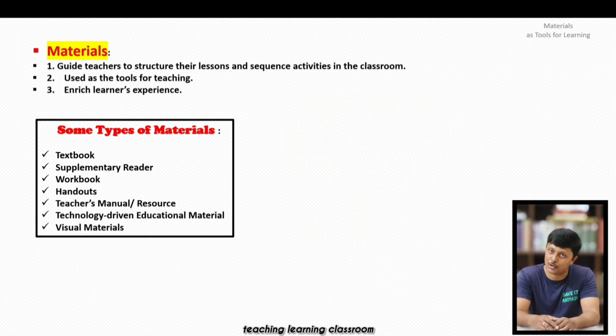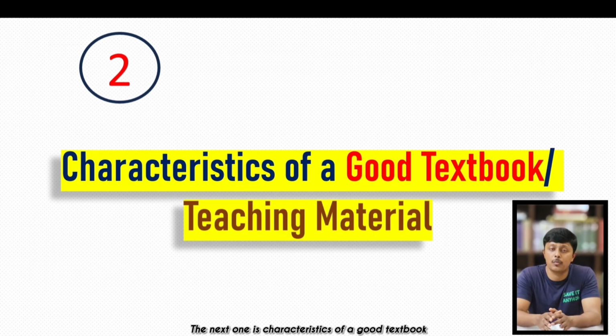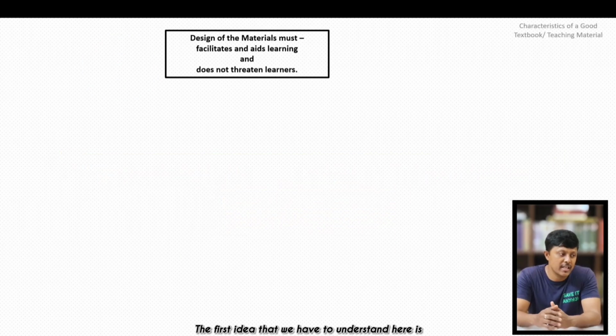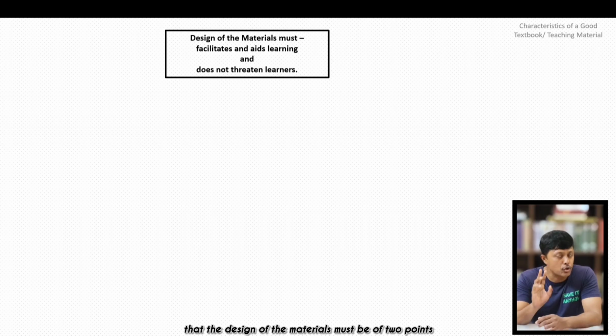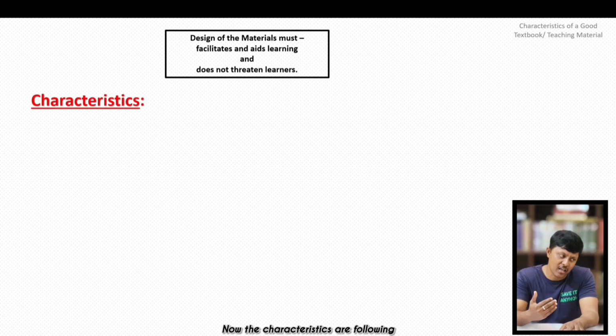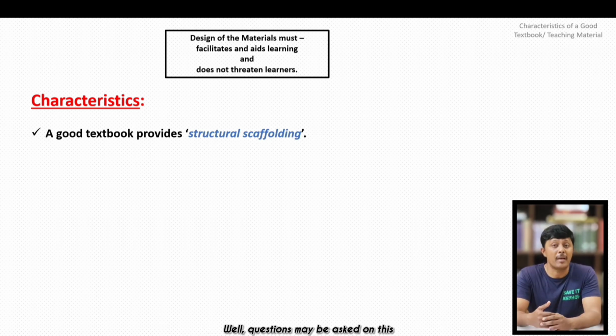the teaching learning classroom. The next one is characteristics of a good textbook or teaching material. The first idea that we have to understand here is that the design of the materials must meet 2 points. One is that it facilitates and aids learning, and secondly, it does not threaten the learners. Now, the characteristics are the following. The first one is that a good textbook provides structural scaffolding. Well, questions may be asked on this, what is structural scaffolding?